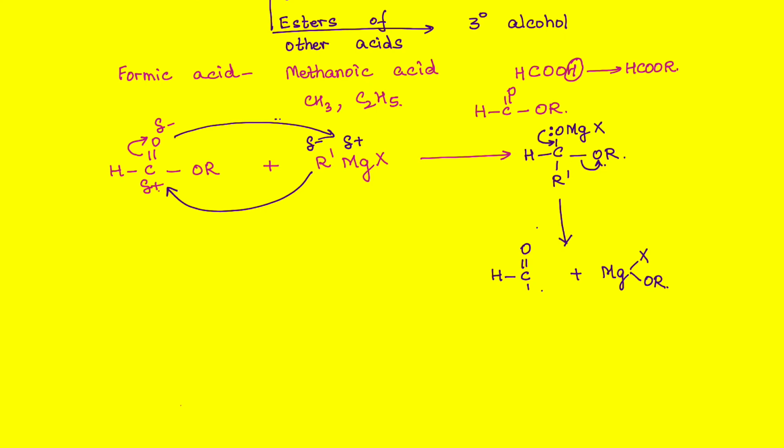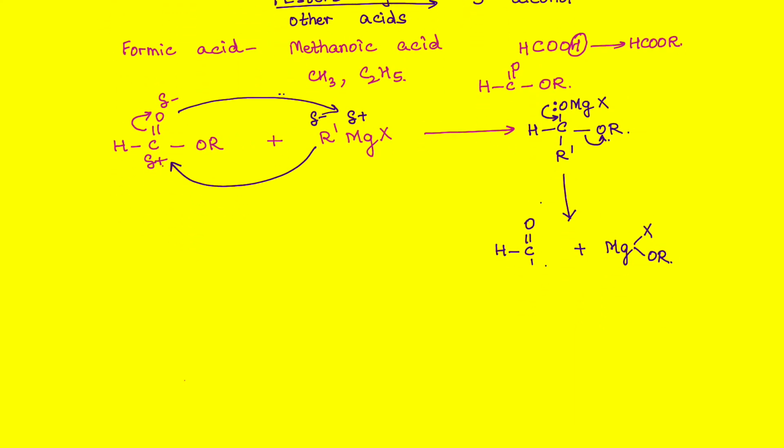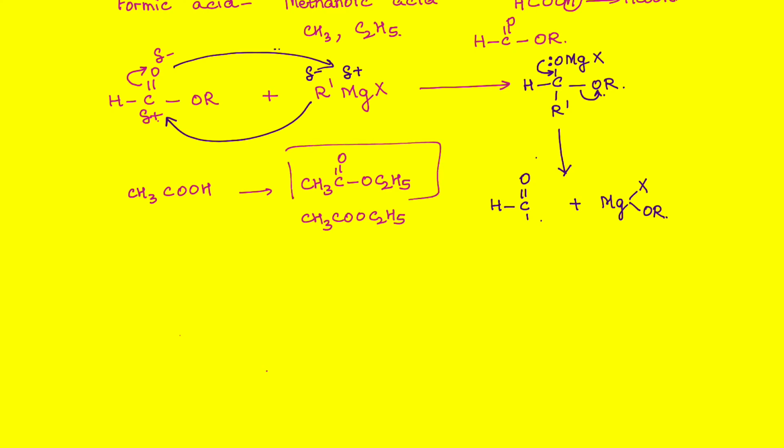The next reaction that we have to write is Grignard's reagent reacting with esters of acids other than formic acid. So for example, the acid that I am taking up is CH3COOH. And let's form an ester from it, CH3 C double bond O OC2H5. Yes, you can write it as CH3COOC2H5 as well, but I thought that writing it this way will get you started on writing the products of this reaction.